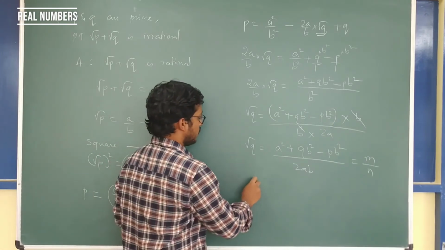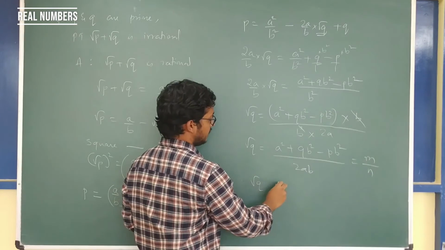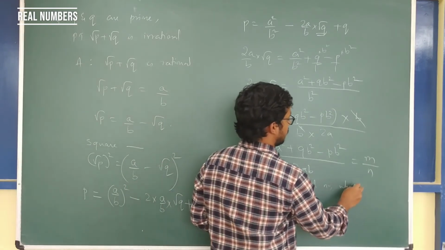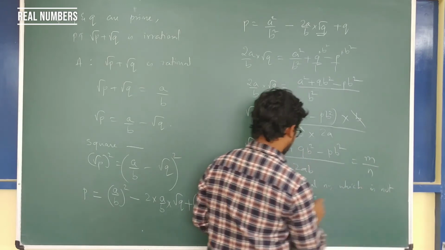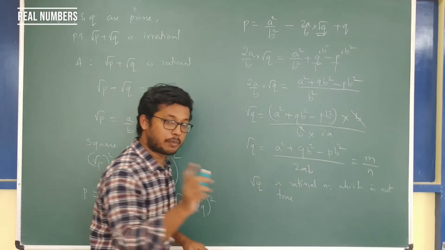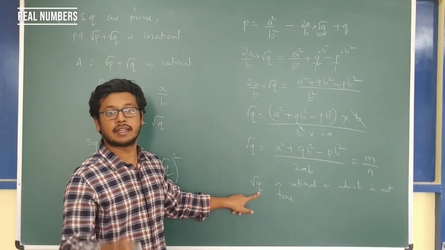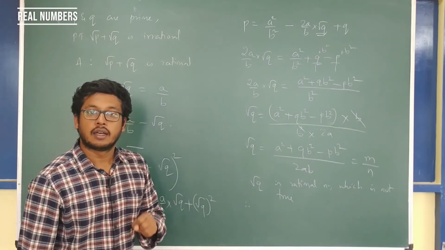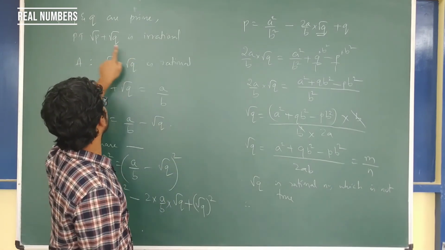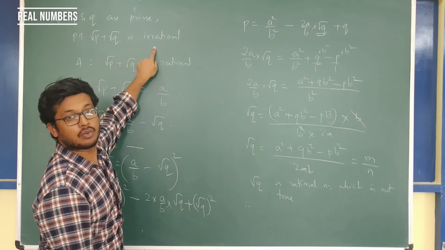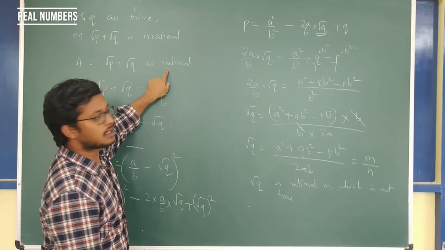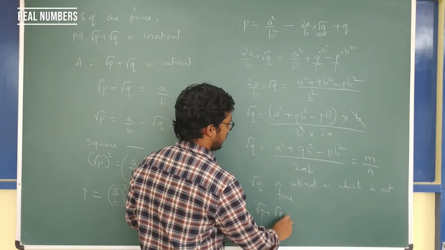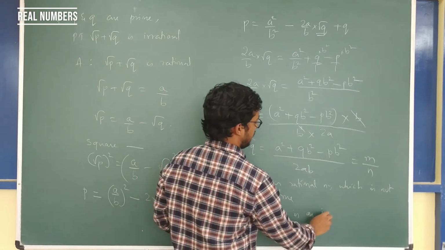So from this argument, square root q is a rational number, which is not true, because we have proved in our previous problem that the square root of a prime number is an irrational number. So if this is not true, what must be wrong? Our assumption must be wrong. Our assumption was that square root p plus square root q is a rational number. That has to be wrong. Therefore, square root p plus square root q is an irrational number.